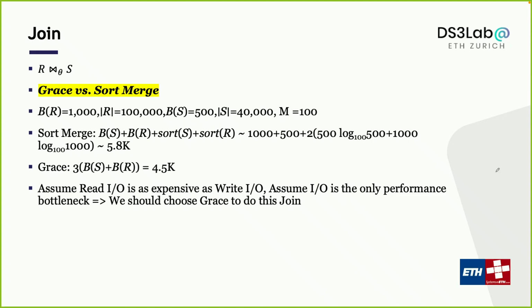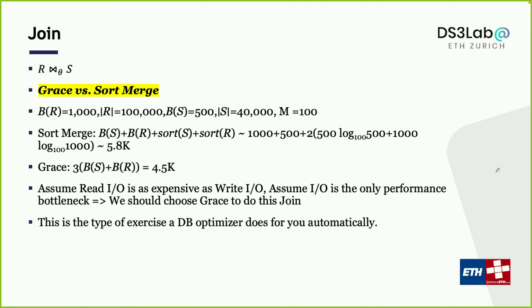So in this case, under this very simplistic cost model, right, under these layers of assumptions, yeah, it seems to be that for these two relations, the Grace hash join is the thing to do. So this is the type of exercise the database is going to do for you as a user automatically without you worrying about that too much.